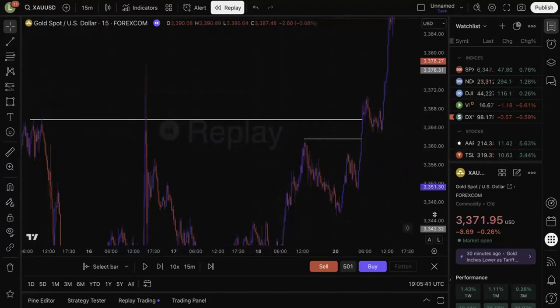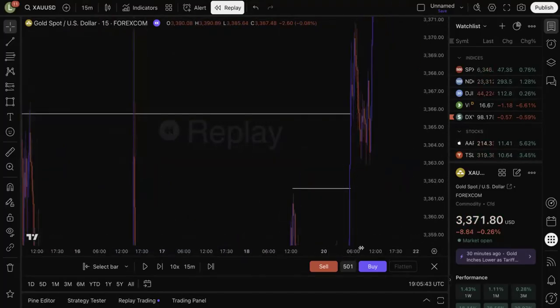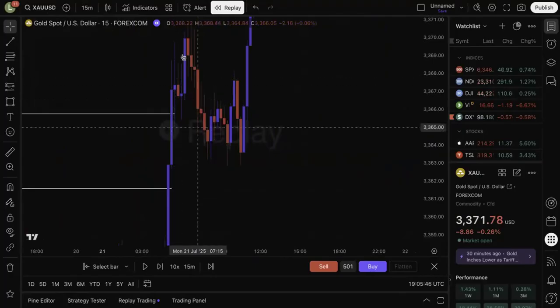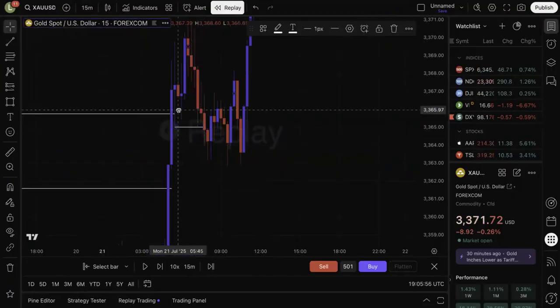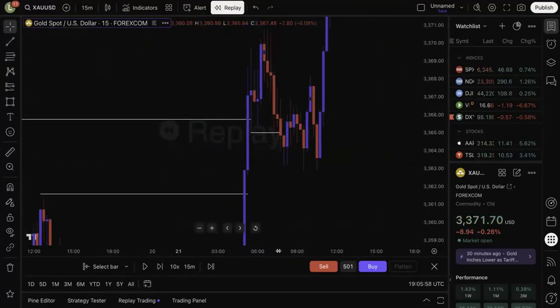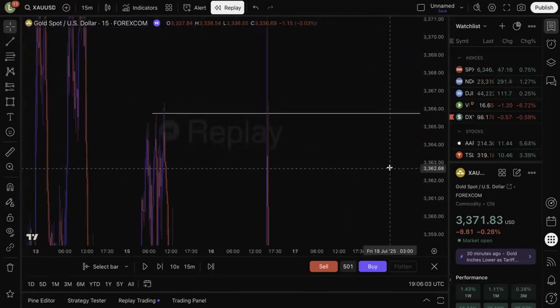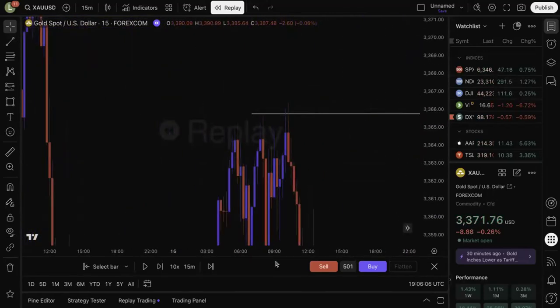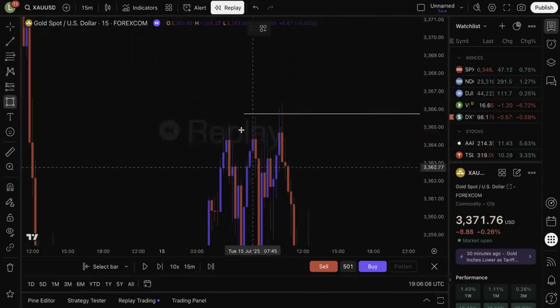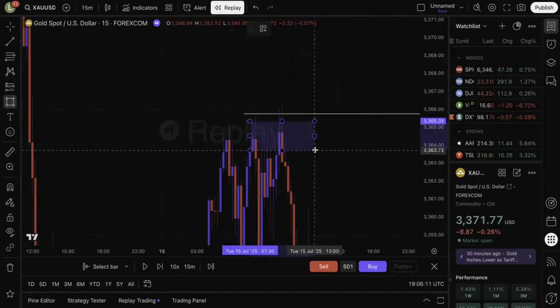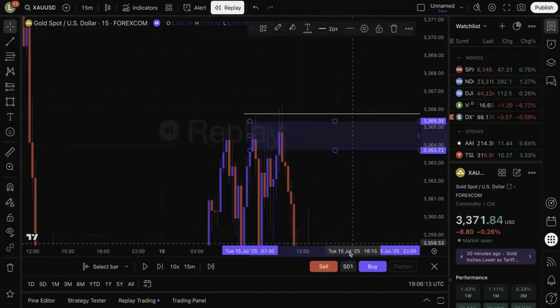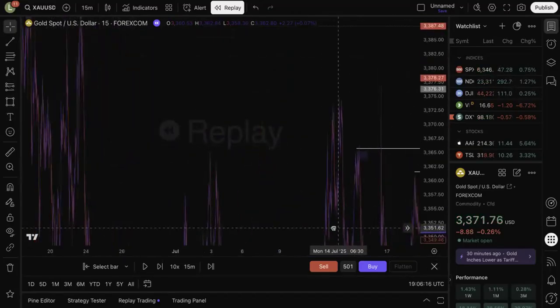So now after the break of that structure, we have our inducement. Remember, this is the first pullback that happened. So from the first pullback, you mark it as your inducement, right? This is your inducement level. Then the area of interest closest to your inducement is your order block. There's an order block level here. It's an order block level here. Right? This is another block level at this point.